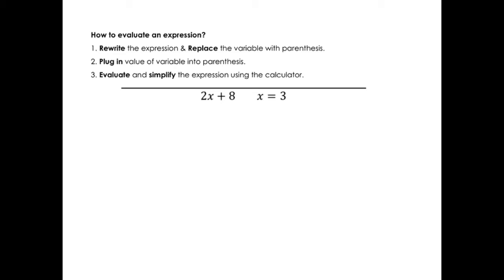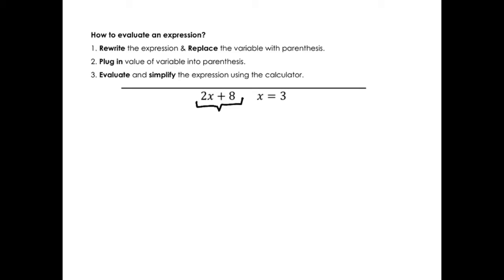So we have the expression 2x plus 8, and as we mentioned, our variables can vary. Our variables can be different numbers. But in this case, we want to know, in this expression, when x is equal to 3, what is its value? The first step tells me to rewrite the expression and replace the variable with parentheses. So I'm going to rewrite my expression here, this 2x plus 8. This is not a part of my expression. That's just telling me the value of x.